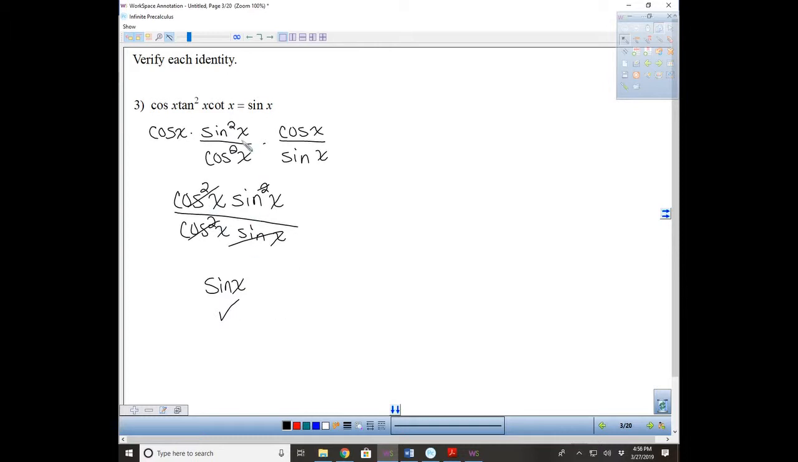This step really isn't needed. You could cancel from here: I can take 1 from here, and then I have another 1, so I can take 1 from here, and then I have 1 here, and be done there.